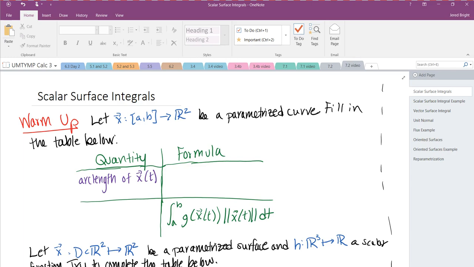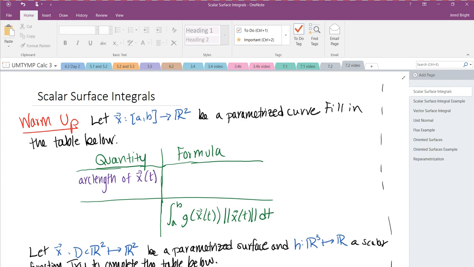Previously, we've studied parameterized surfaces, and now we're going to move on and talk about surface integrals. So we might have to use that parameterization that we talked about last time. To begin our discussion in this video, though, I want to do a brief little warm-up here.